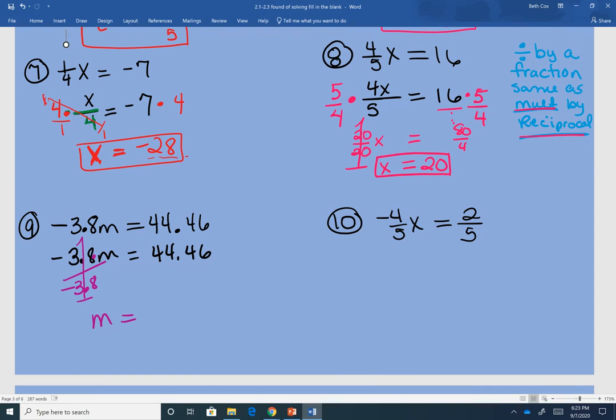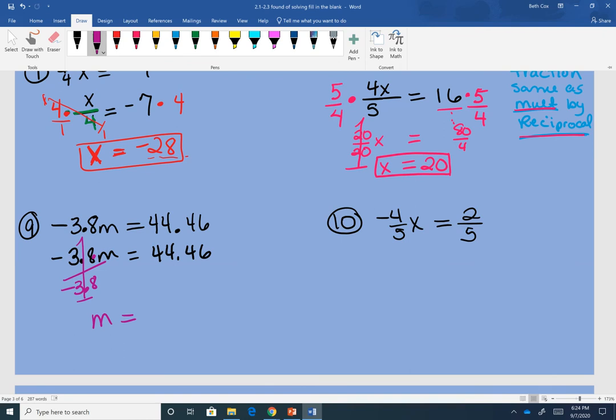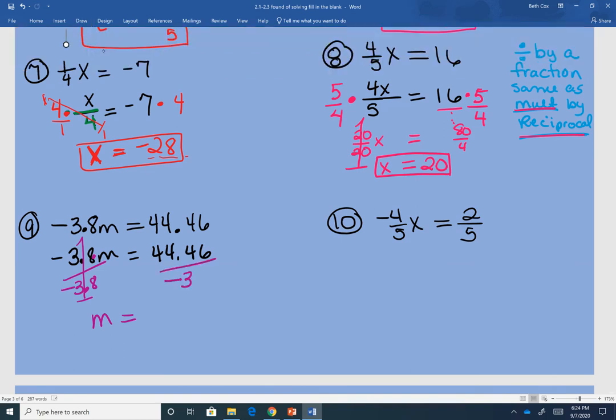And I don't know how quickly I can get this calculator to come up. And I'm going to do 44.46 divided by negative 3.8. And I'm going to get a negative 11.7. Okay, using your calculator.